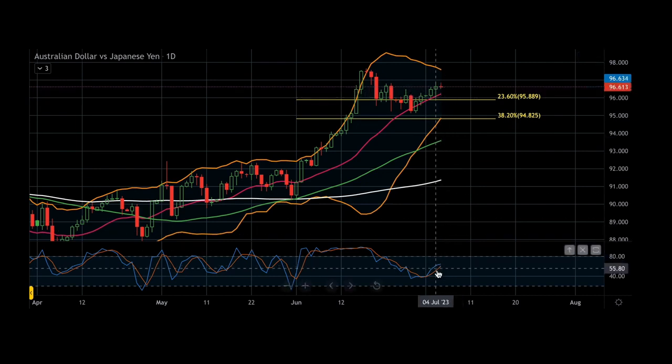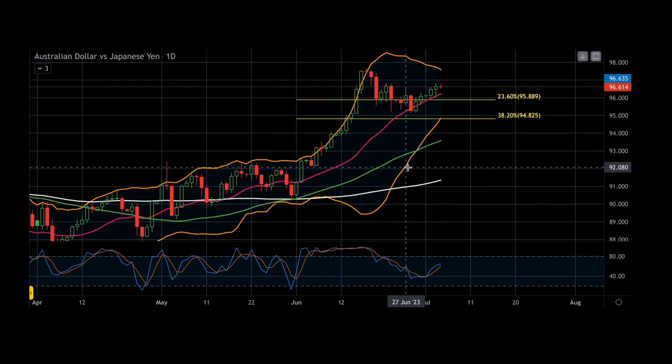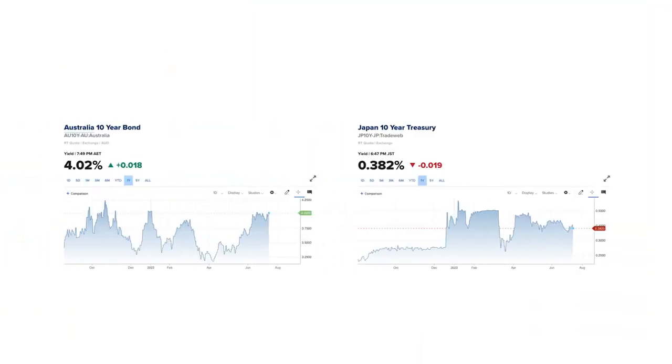The stochastic oscillator is not recording any overbought or oversold levels, indicating that the price has the potential to move in any direction, while the 50-day moving average is trading well above the 100-day, signaling that the bullish momentum is still valid. This idea is supported by the movement on the 10-year bond yields of the two countries.